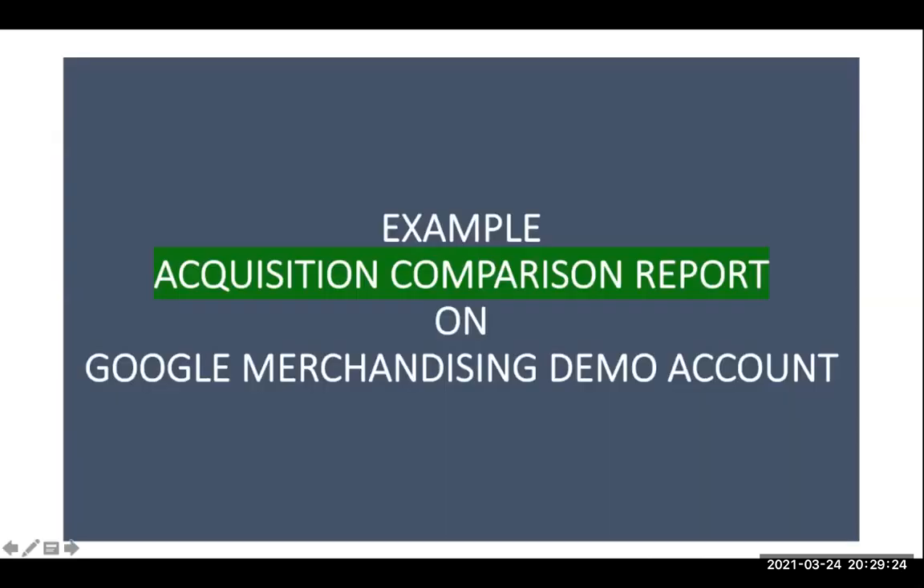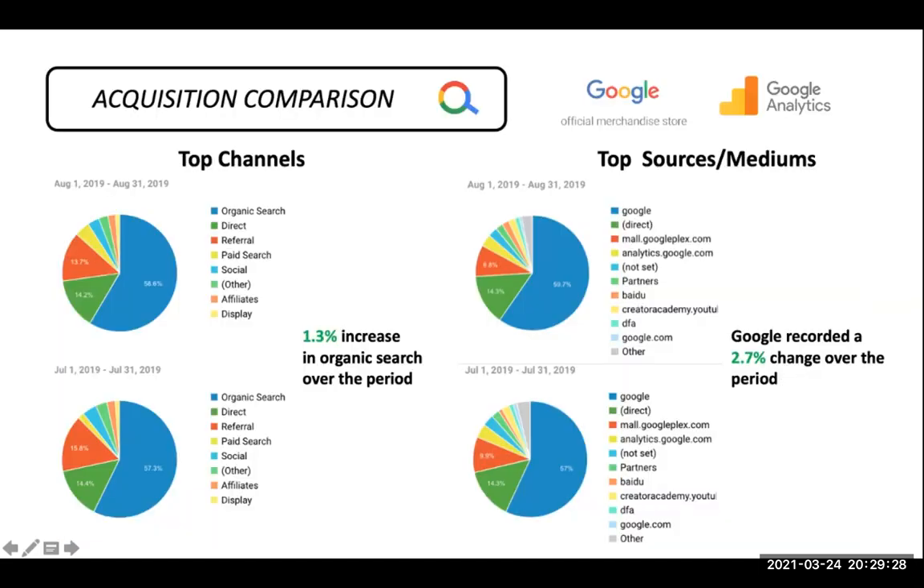Another example now is the acquisition comparison report. And acquisition, again, is talking about where people are coming from to your website. You're seeing the top channels in August versus the top channels in July. They're just giving you the top channels and then they look at the top sources and the top medium. Google recorded a 2.7% change over the period. And all you're doing is just really speaking about trends, high, low, and things like that.